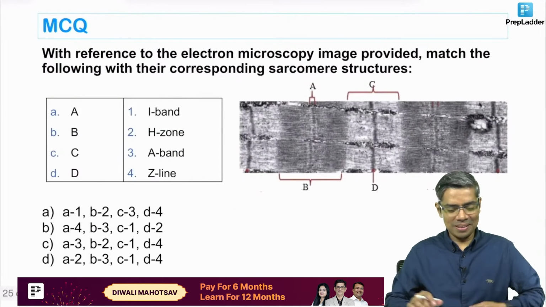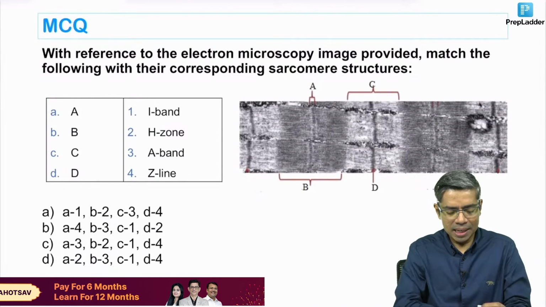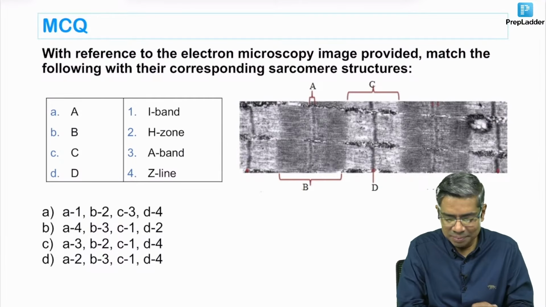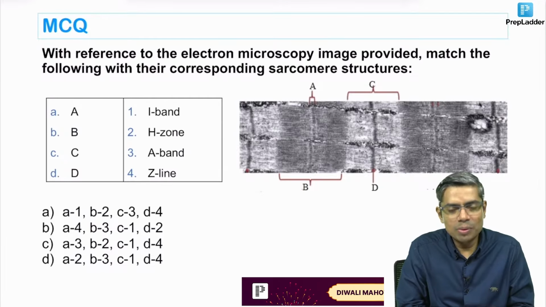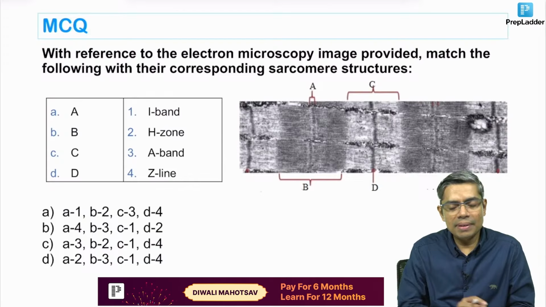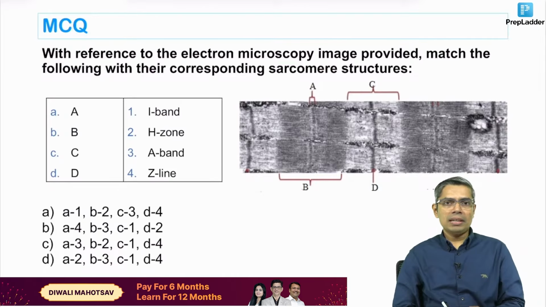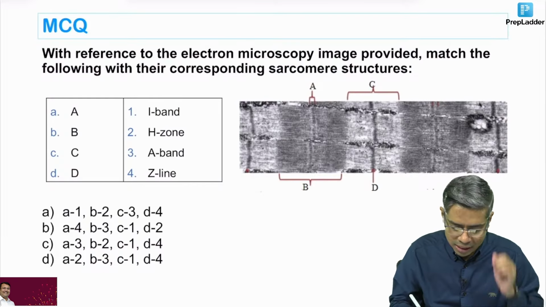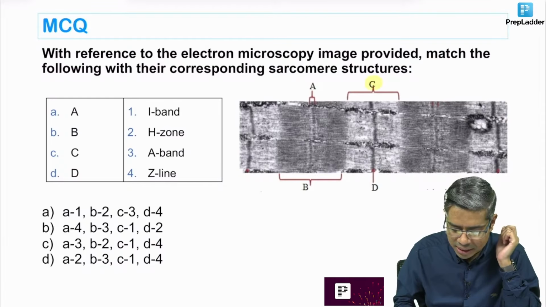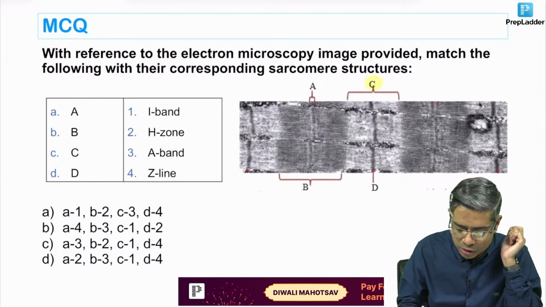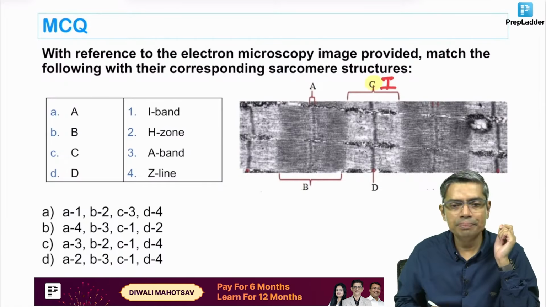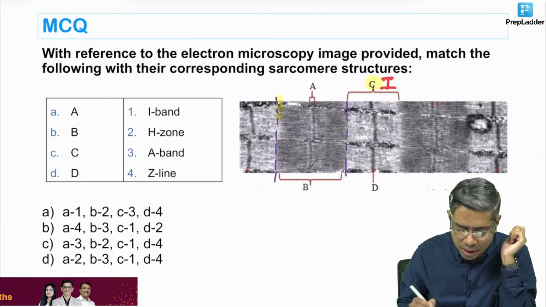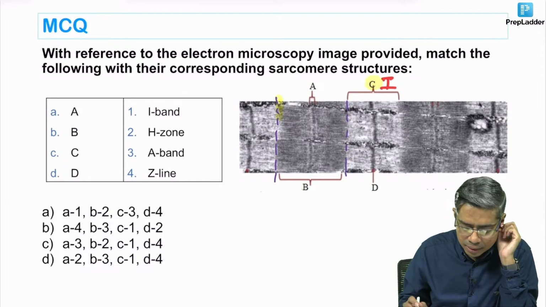Okay, now next question, it's a repeat question with reference to the electron microscopic image provided. Match the following with their corresponding sarcomere structure. So if I get this sarcomere diagram, first of all I will try to identify which portion is the lightest portion in the sarcomere. The lightest portion which I am getting here is the C. So C will be known as which band? C will be known as the I band.